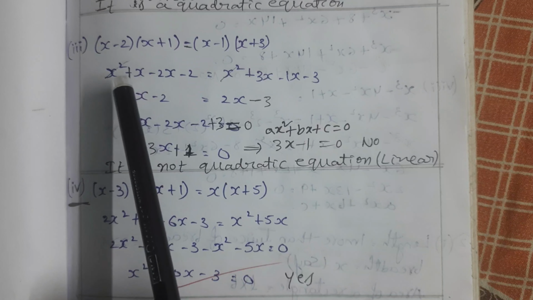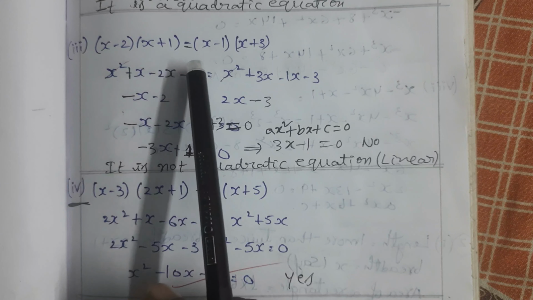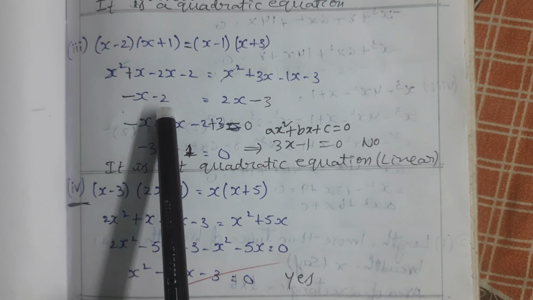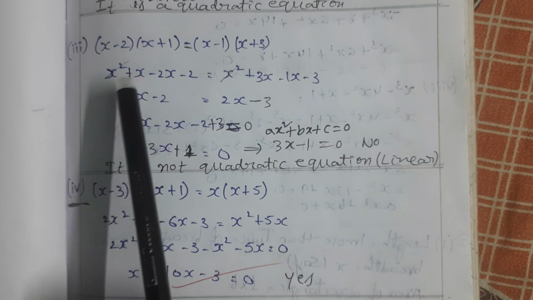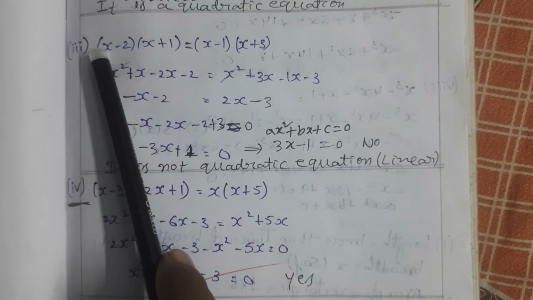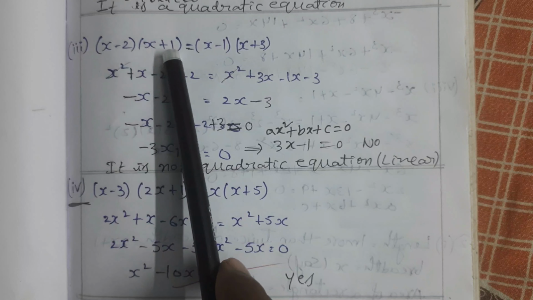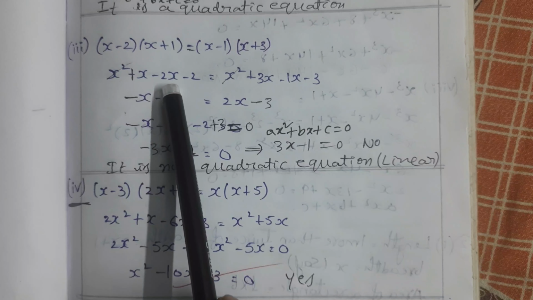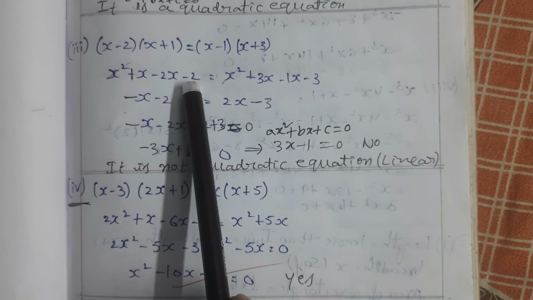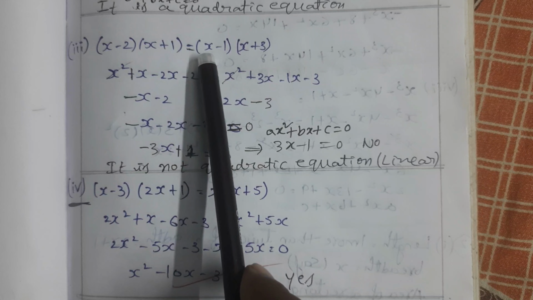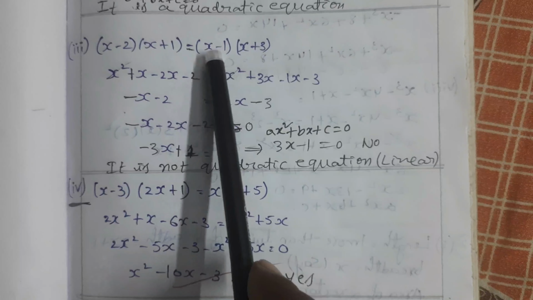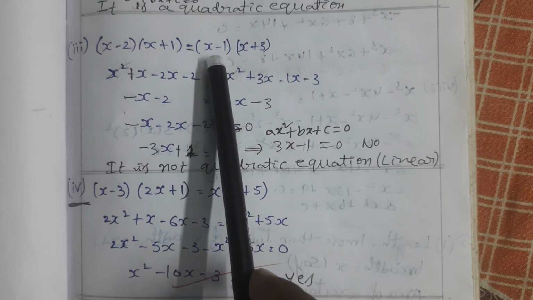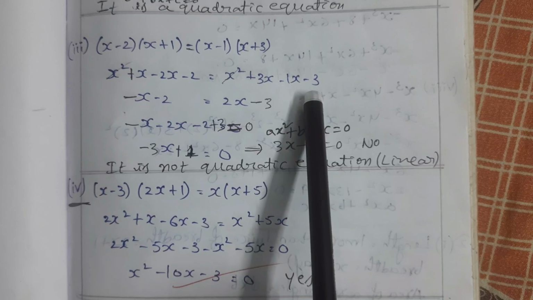You know, x minus 2 into x plus 1 is equal to x minus 1 into x plus 3. We need to check whether it is a quadratic equation or not. It is multiplication: x into x, x square, plus 1 into x, 1x or x, minus 2 into x, minus 2x, minus 2 into 1, minus 2. Here on the right side, x into x, x square, plus 3 into x, 3x, minus 1 into x, minus 1x, minus 1 into plus 3, minus 3.